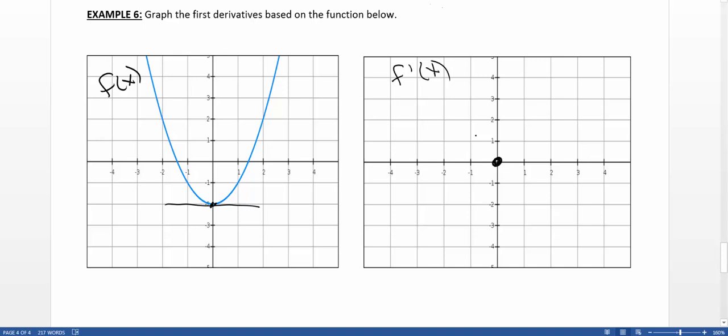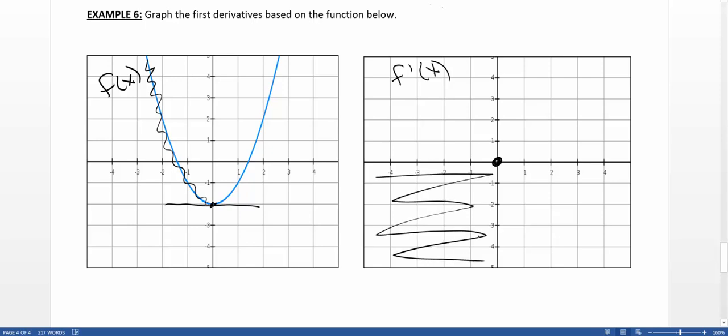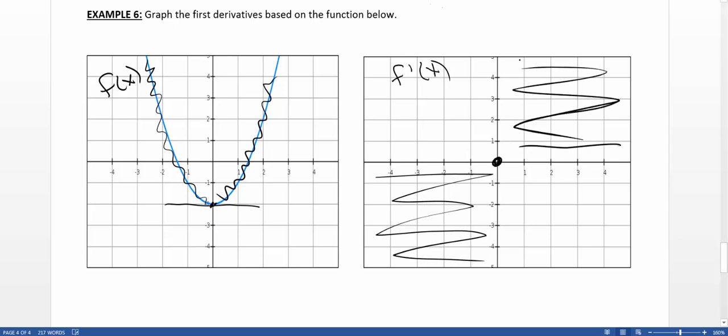Now, from what I learned before, if my function's decreasing, then my derivative should be negative, and if it's increasing, my derivative should be positive. So here, if I read my graph from left to right, it starts off decreasing. So it's moving downward from left to right, which means I need to be negative before my 0. As I move away from 0, I can see my function is increasing, which means that my derivative needs to be positive as I move away from 0.